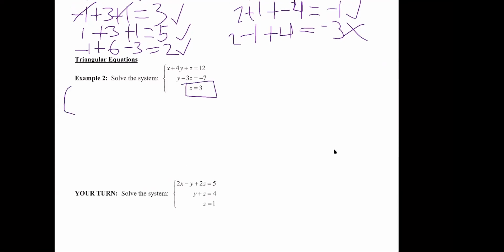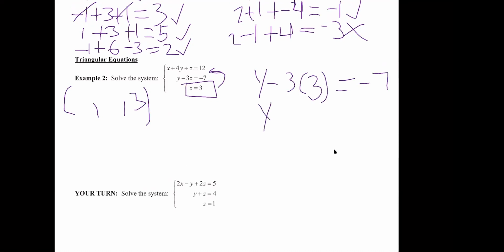Since I know my z is 3, we've got to find our x and y. If you have an equation set up like this, you can plug into this middle equation and solve for your y. This would be y minus 3 times 3, so that would really be y minus 9. If you add that 9 over, you would get +2.